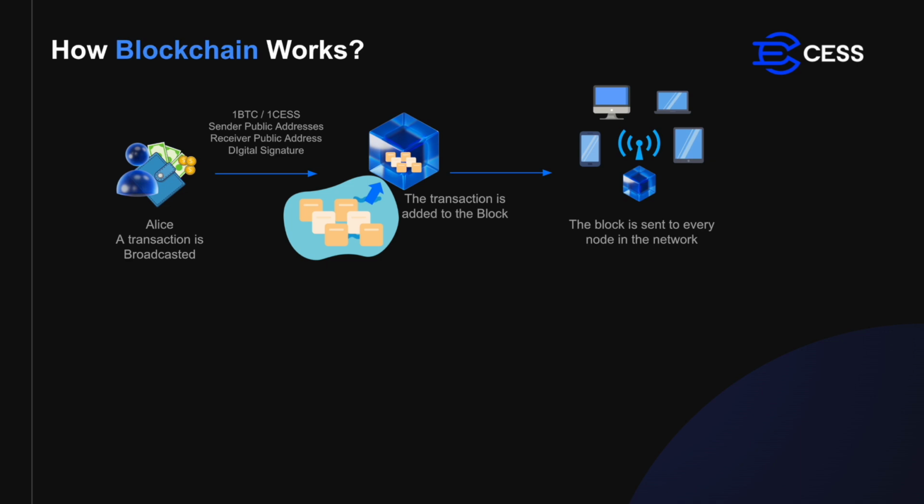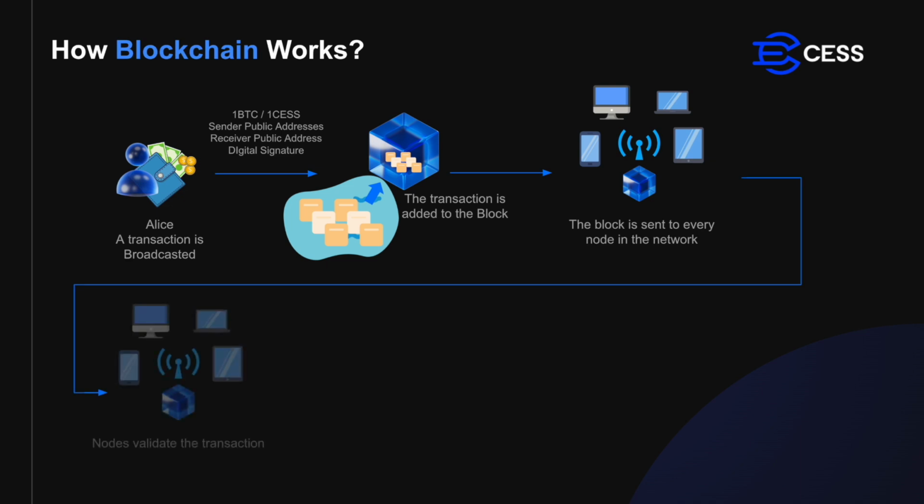In the next step, nodes validate the transaction using consensus. Before a block can be added to the blockchain, it must be verified by nodes. But how do nodes agree on whether a transaction is valid or not? This is where consensus mechanisms come into play. Different blockchains use different rules to achieve consensus.